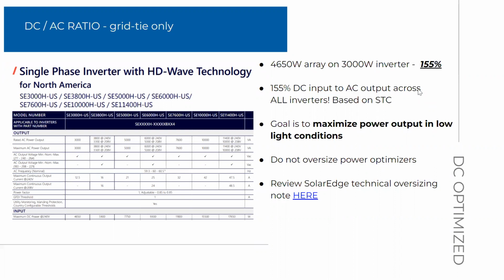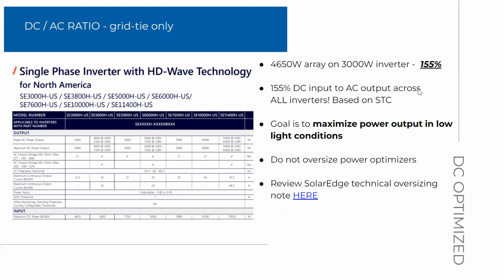And why is this the case? SolarEdge has a white paper on why this oversizing can be done up to 155%. It's doing that because the power output of the optimizers, we want to maximize that in low light conditions, which is a fancy way of saying in the morning and in the evening. As the sun is still rising or as the sun is setting, we want to be able to get as much bang for our buck from that sunlight in order to use our inverter to the best of its abilities.